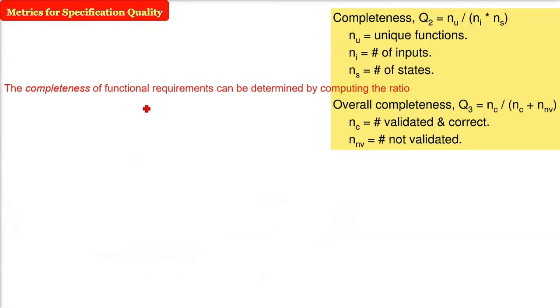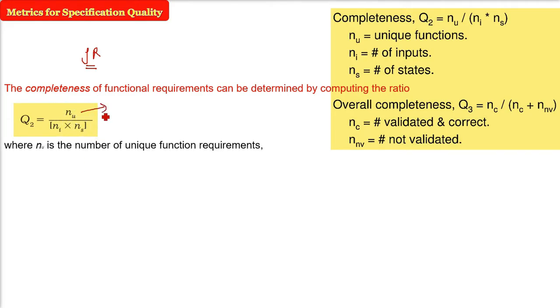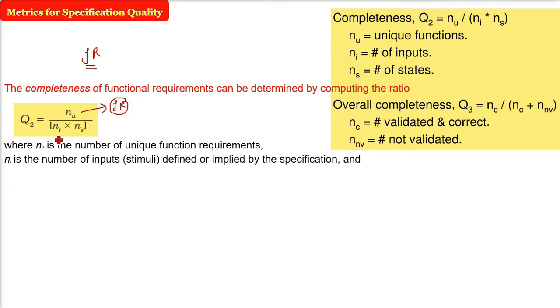For example, you need to compute the completeness of functional requirements. There are functional requirements and non-functional requirements. We have functional requirements and we need to know the completeness. For that we have this metric, NU by NI into NS. NU is the number of unique functional requirements. All the functional requirements, no duplication; unique functional requirements should be there. It should not match with others. NI is the number of inputs defined and implied by the specification. In the specification of a function, how many inputs is it going to take?